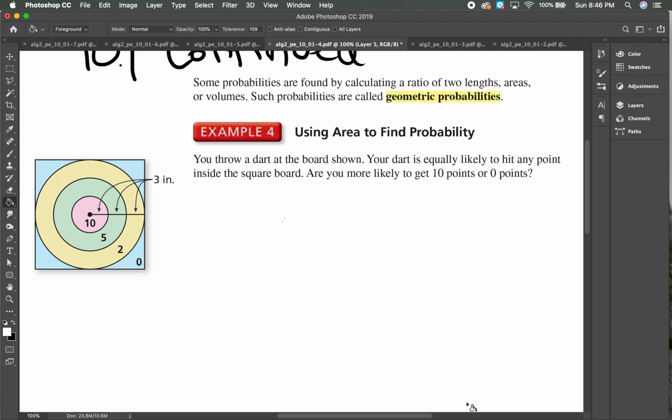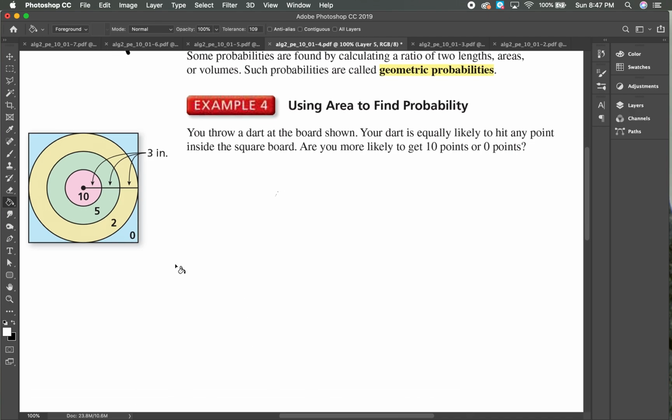So we are given this picture over here. This is super critical. It says, you throw a dart at the board shown. Your dart is equally likely to hit any point inside the square board. That just means disregard the fact that there's wind resistance, gravity, all that stuff. You're just thinking of your perfect shot. Are you more likely to get 10 points or 0 points?